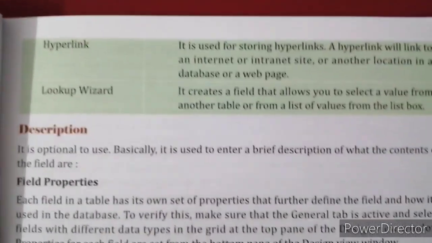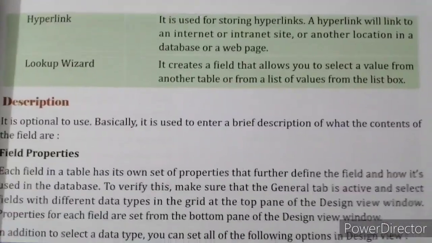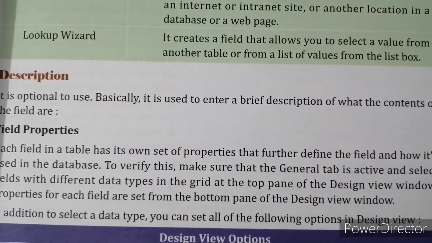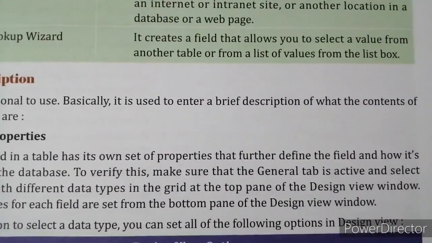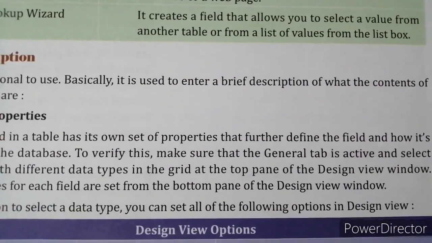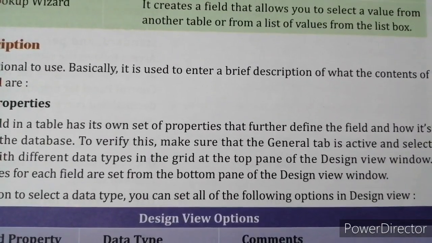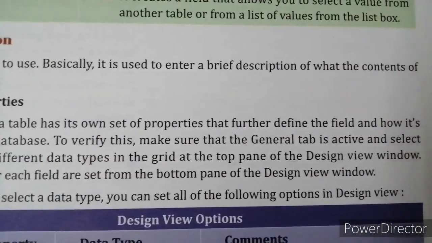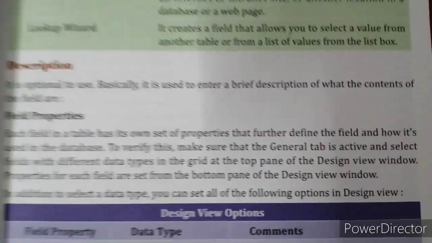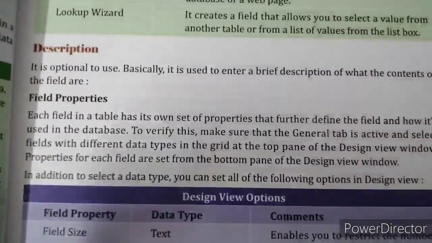Hyperlink we have discussed earlier also. See, hyperlink, that means it provides a link with other files. And the next part is lookup wizard. It creates a field that allows you to select the value from another table or from a list of values from the list box. So this is also like a hyperlink, linking with other table.